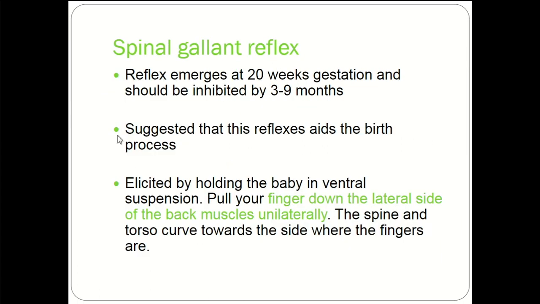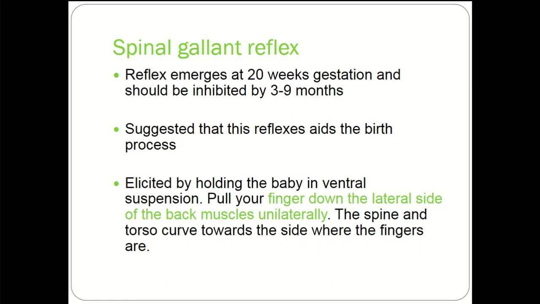Next is the spinal Galant reflex. The reflex emerges at 20 weeks gestation and should be inhibited by 3 to 9 months. It is suggested that this reflex aids in the birth process. It is elicited by holding the baby in ventral suspension and running your finger down the lateral side of the back muscles unilaterally.